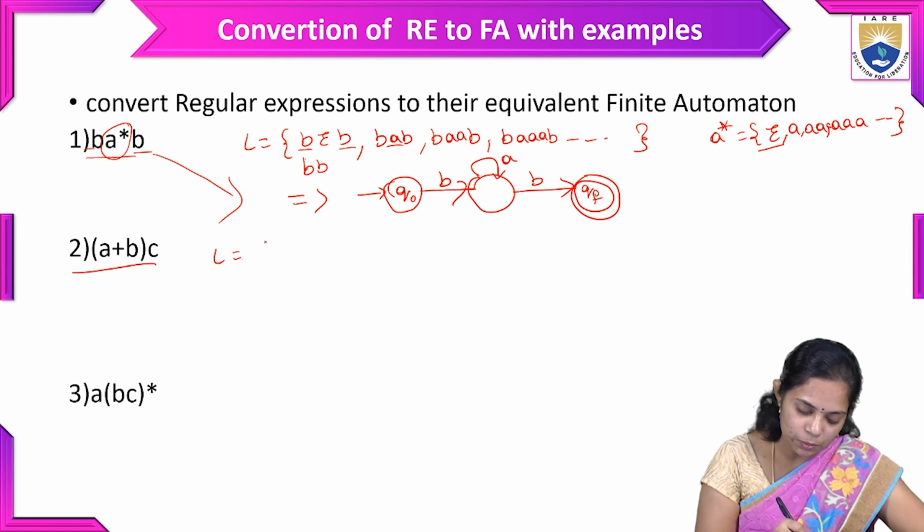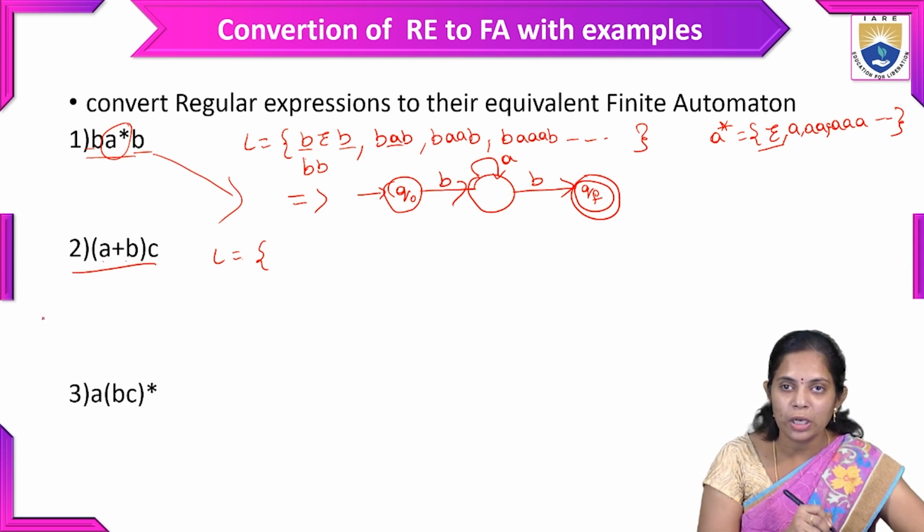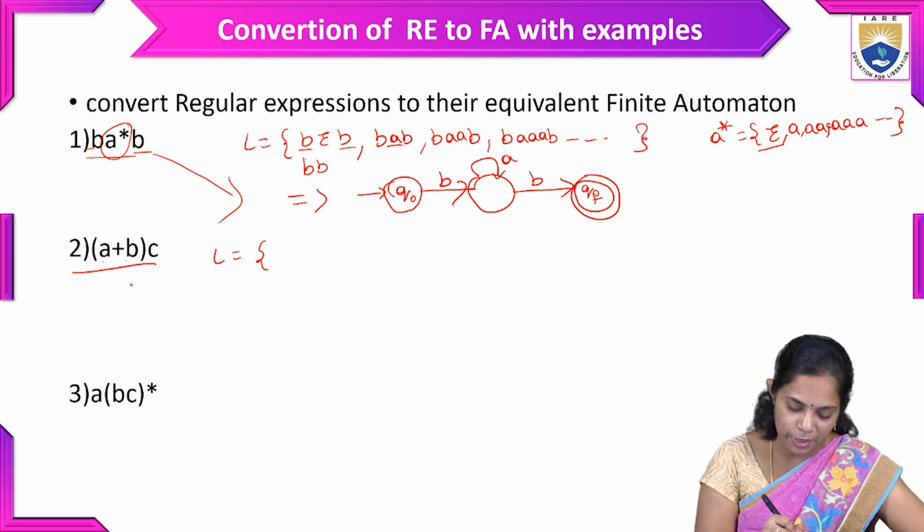L is equal to A, and A or B. So A or B, in the sense the string is going to start with either A or B. So let's form the language. I am starting with A, and the C is must and should here, comma, and I am starting with B and C, and only these are the two strings.